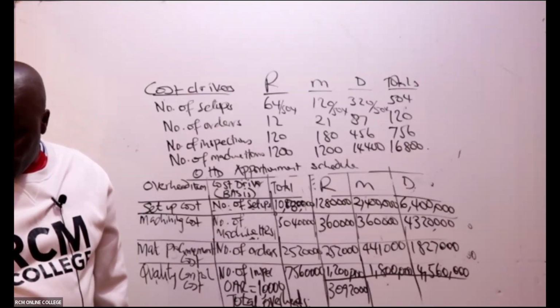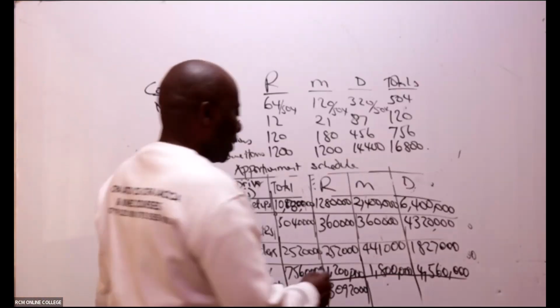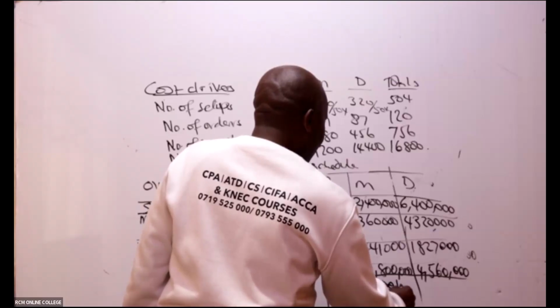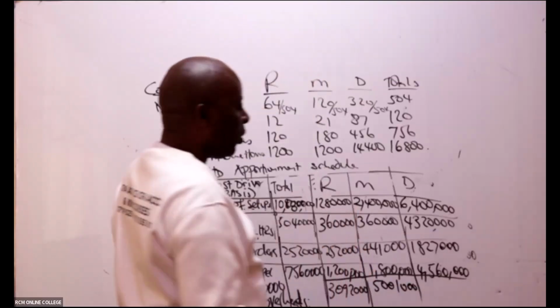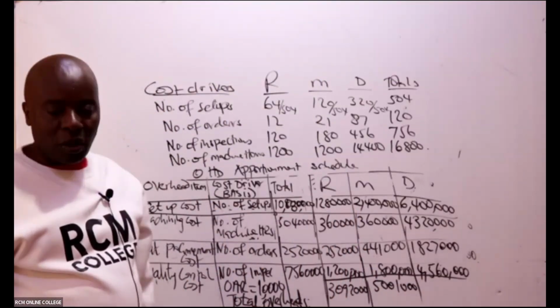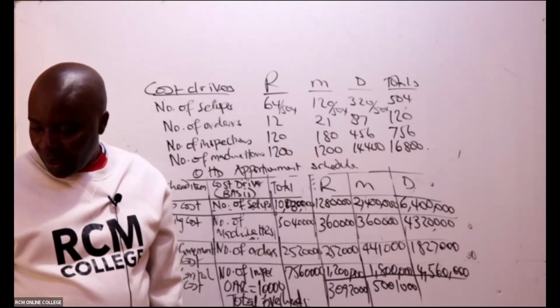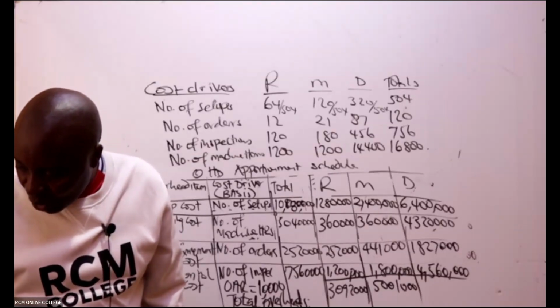M, I'm told, is 50,01,000. How about dog? Medium, thank you so much, George.